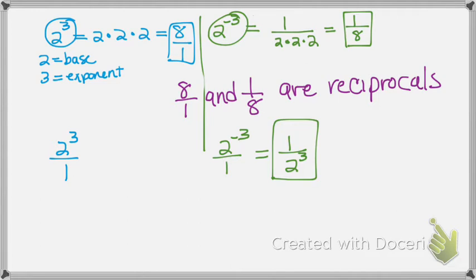Okay, so when your exponent is positive, it means multiply the base number times itself that many times. When your exponent is negative, it means divide the base number by itself that many times. And the key is that you're just doing the reciprocal.